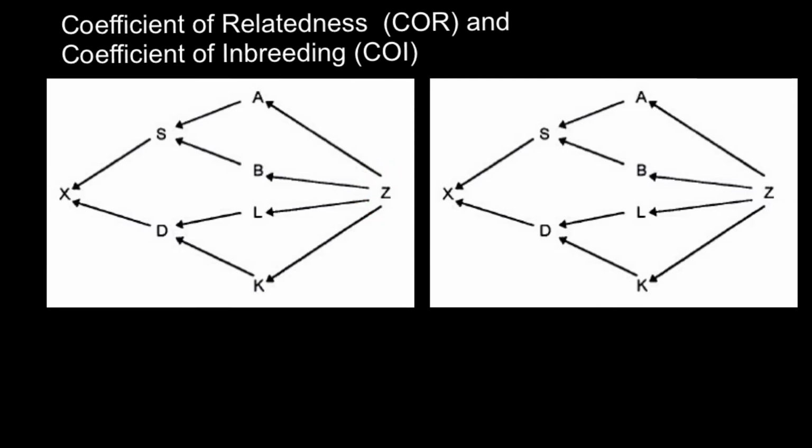Here only one parent is shown, we can say that this parent contributed 50% of the genes of the individual A. So let's put 50% here. And of course contributed 50% of the genes of the individual B, individual L, and individual K. So each child got 50% of the genes from the parent Z.